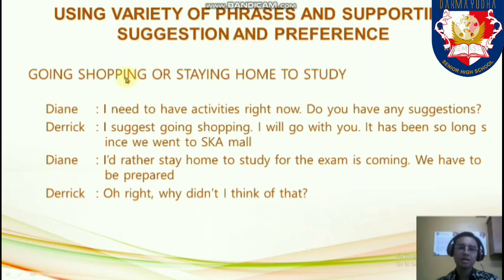Okay, so here is an example of a dialogue that contains suggestion and preference, as you can see here. So the situation is going shopping or staying home to study. There are two options, because, you know, showing preference, showing what we like more. So whether it's going shopping or staying home to study, someone here must pick one to show preference.